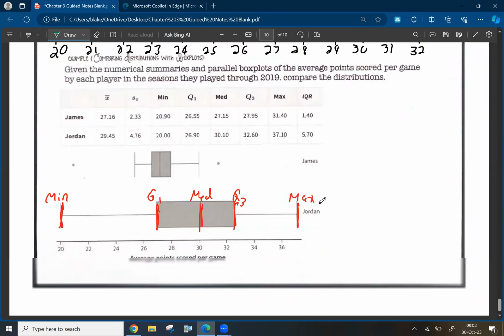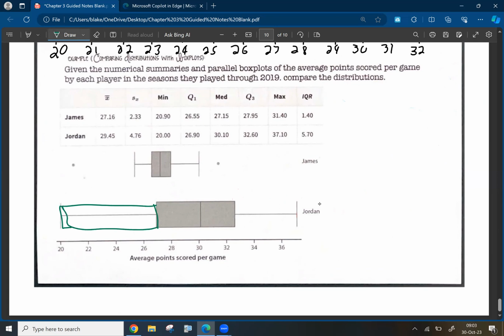For example, look over here at Jordan's. Let me erase the stuff that I wrote on it before. But you're going to notice with Jordan's box plot how this region here is shorter than this region here. And it doesn't mean that there's more values. A lot of times people think, oh, it's longer because there's more values there. That's not true. This is still 25% of the values, and this is still 25% of the values.